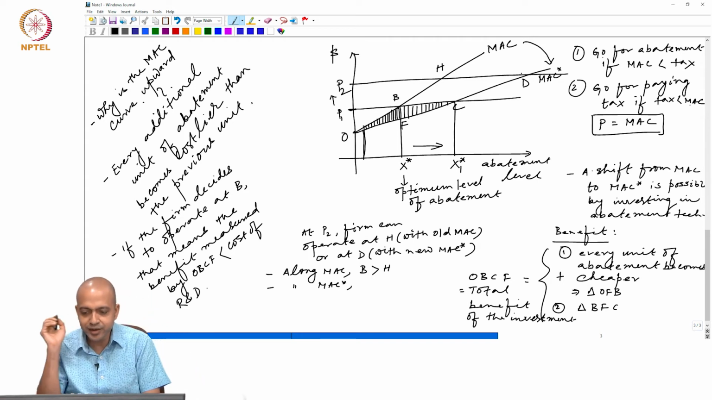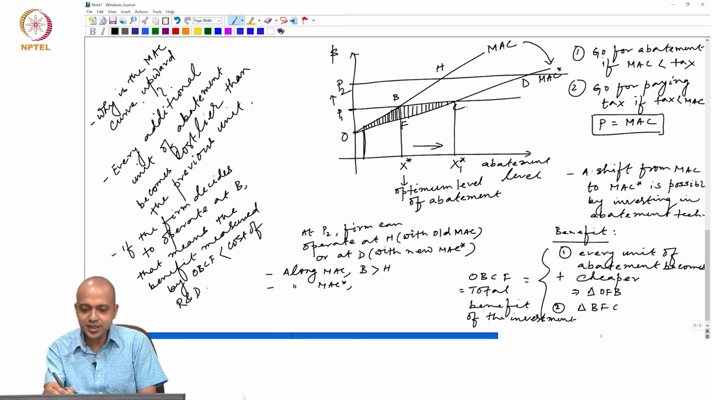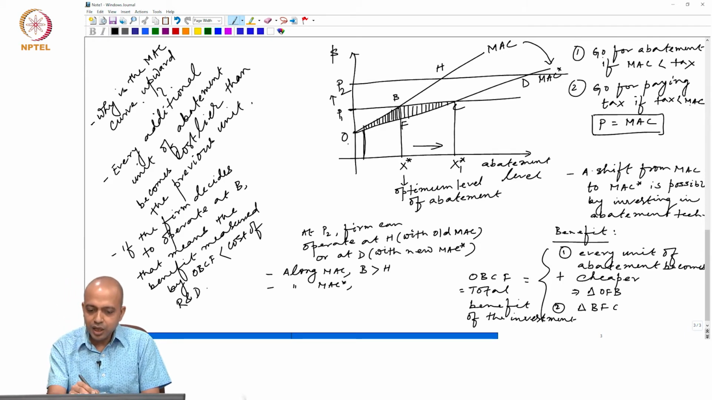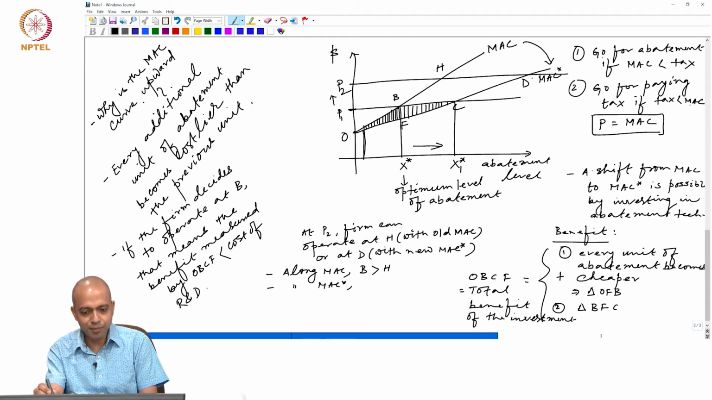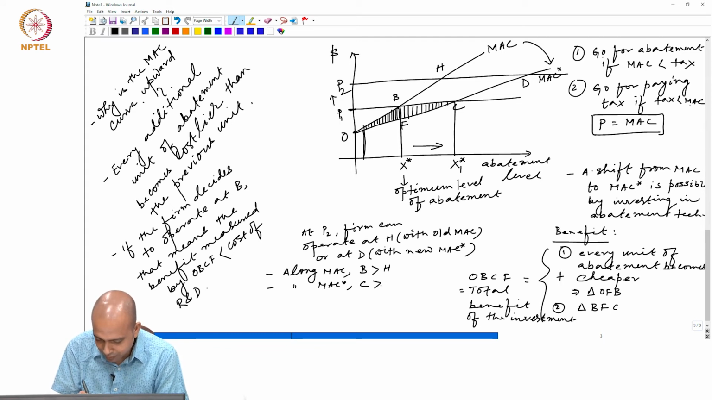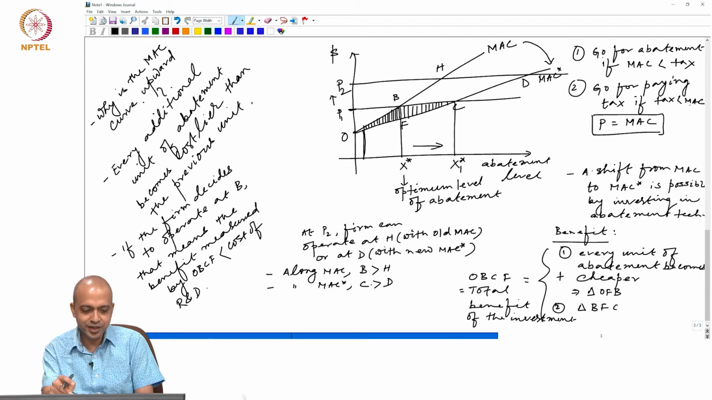Along MAC star, if we compare C and D, then again it is very straightforward to see that profit at C is actually greater than D, because following the same logic, at D the firm is actually going for higher abatement and tax rate is higher. Okay. So, C is greater than D, very straightforward, and we have already established that B is greater than C.